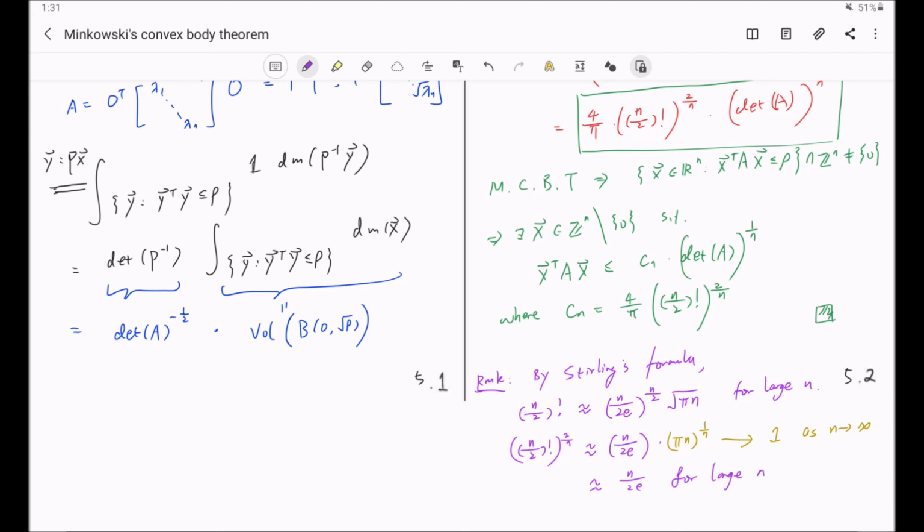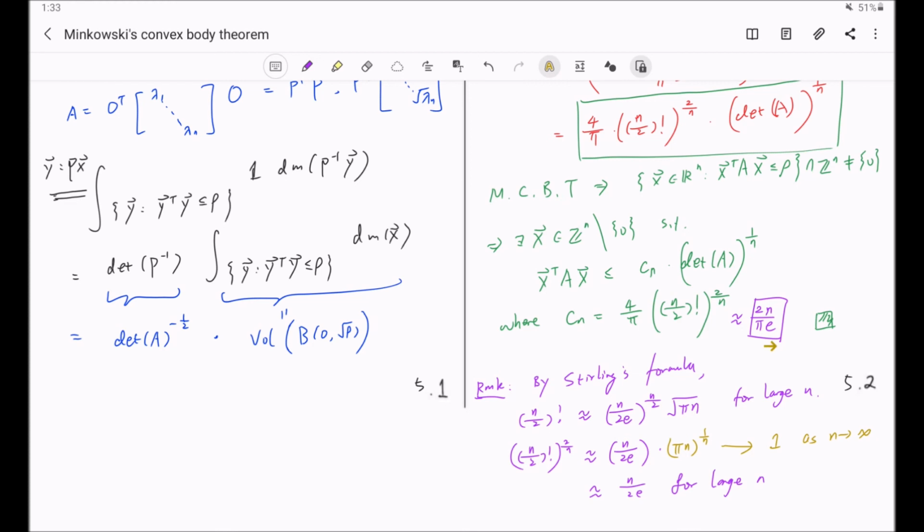So it follows that this c_n, when n is large, is approximately 4 over pi times n over 2e, which is 2n over pi e, when n is large. This tells you that this constant given in the Hermite theorem by Minkowski will grow approximately linearly when n is large.